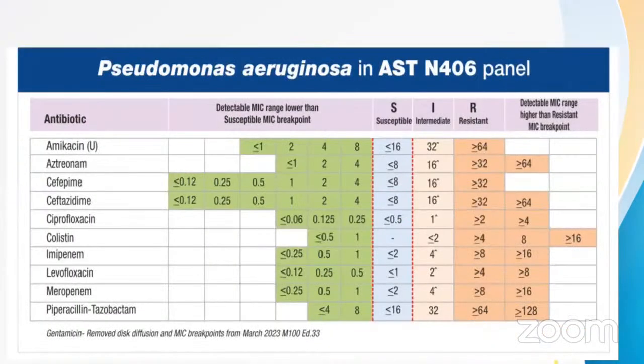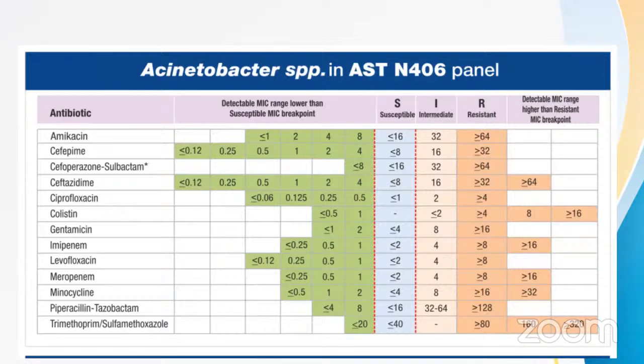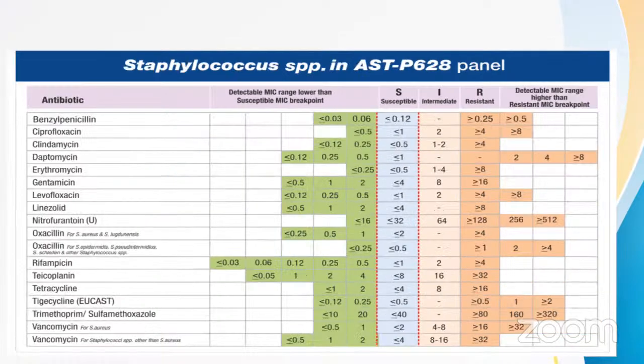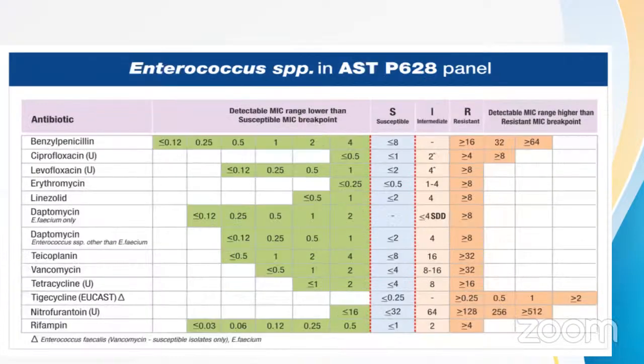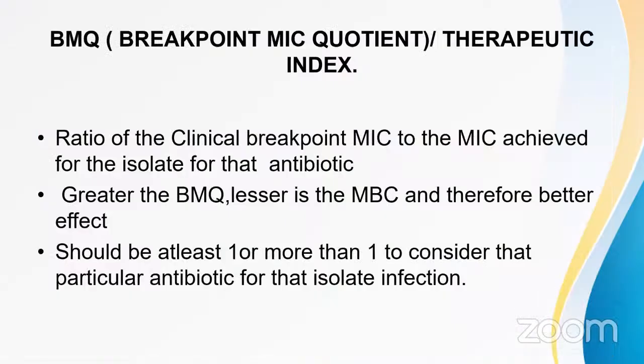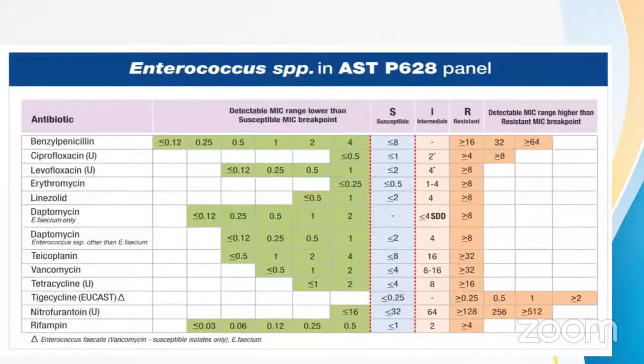Similarly, for Pseudomonas and Acinetobacter, for all the gram-negative ones, you can see the panel number is different, like panel number N406. And for gram-positives, the panel is a different one. So you have a different spectrum of antibiotics for susceptibility testing for gram-positives. These are the examples for gram-positive ones.